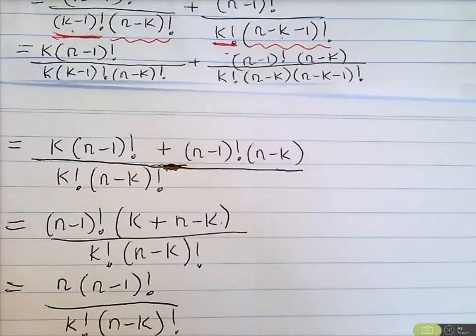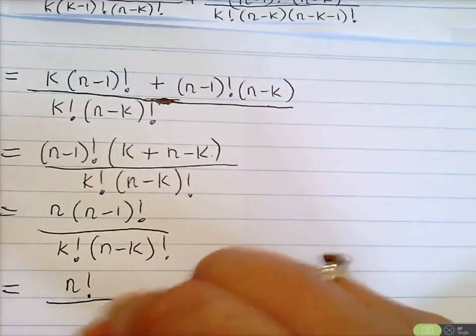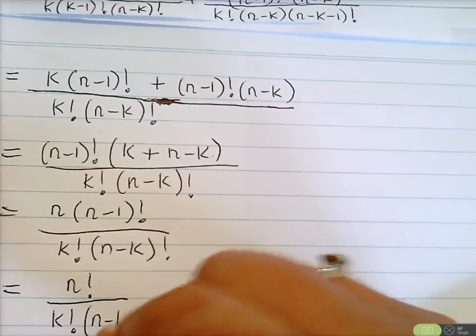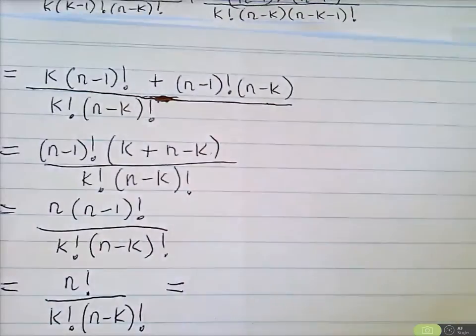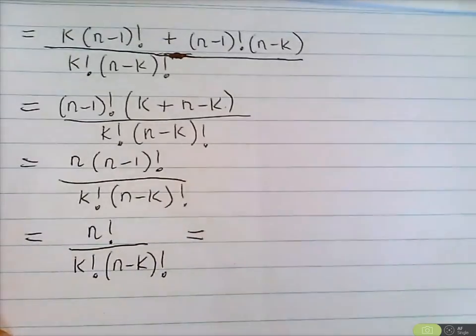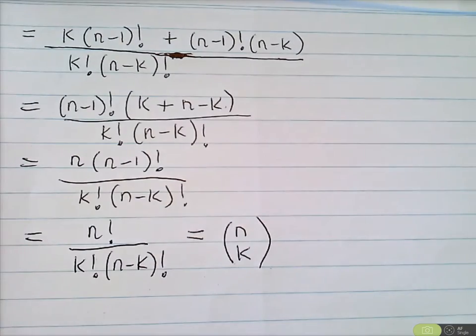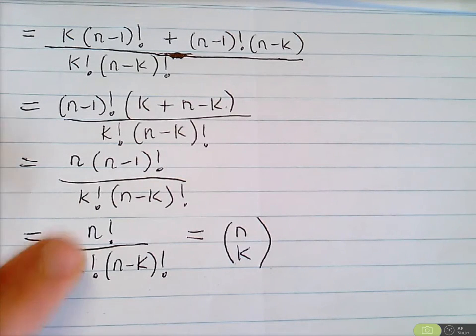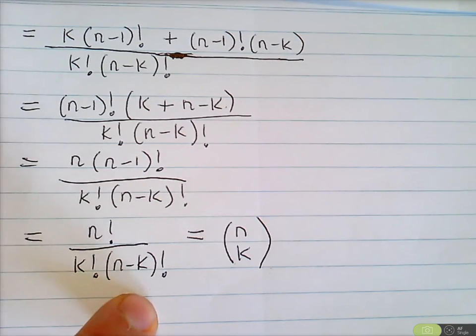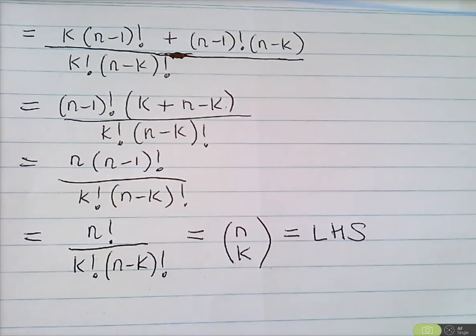Now, n times n minus 1 factorial is n factorial. Now, what's this in the form of? Isn't that a rule? Isn't that nCk? That equals n on k. That's the rule for nCk, isn't it? N factorial over k factorial times n minus k factorial is the rule for nCk, which equals n on k, equals the left-hand side. Can we test it on these? Yes, I'll be throwing one of those in.